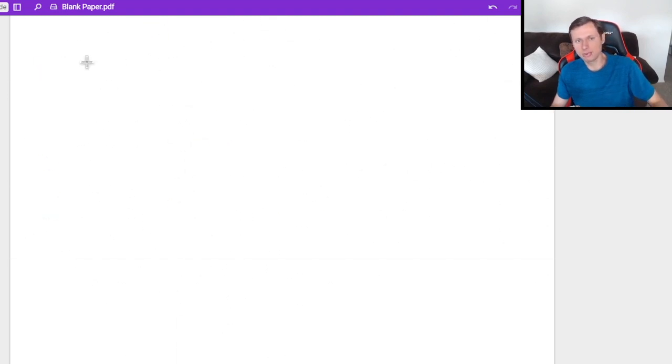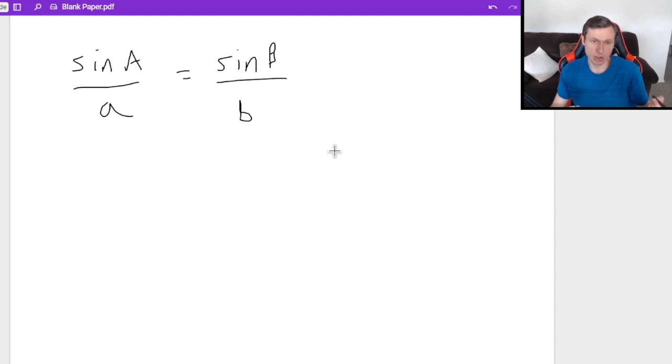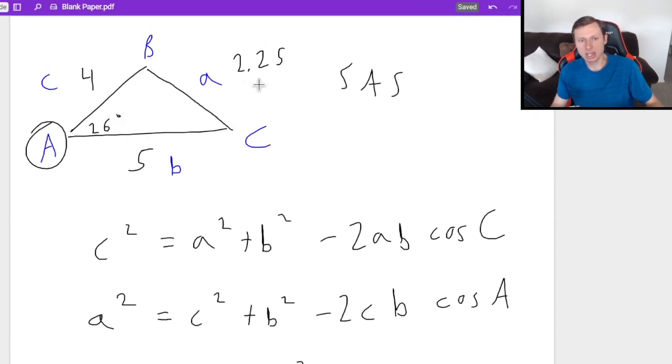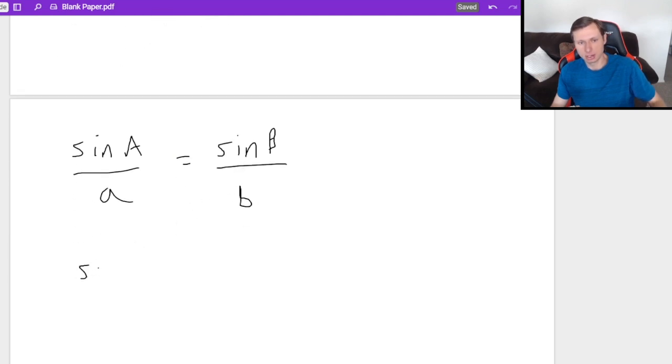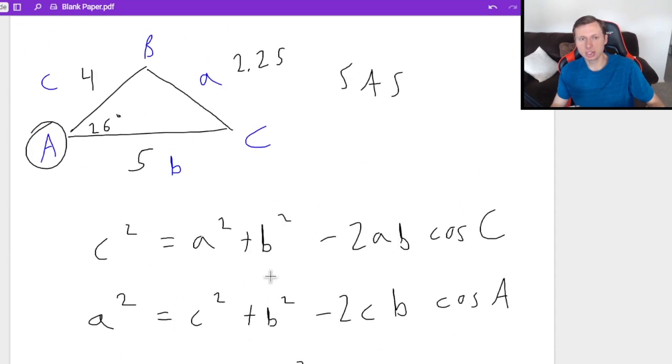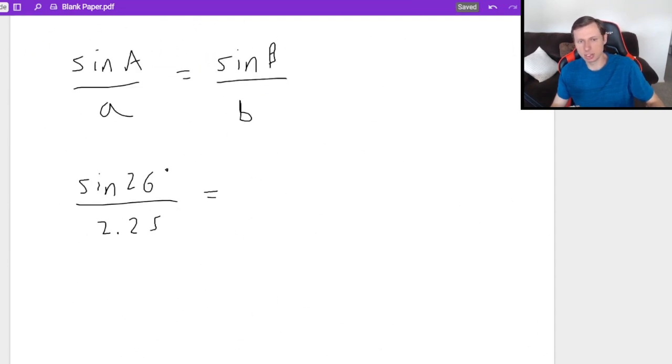If you remember, law of sines says, for instance, sine A over A equals sine B over B. And you can also do that with C as well. I'm just going to do B for this example. So A is 26 and 2.25. So sine 26 over 2.25 equals the sine of B, which I don't know angle B. That's what I would be solving for here. And then divided by side B, which is 5.